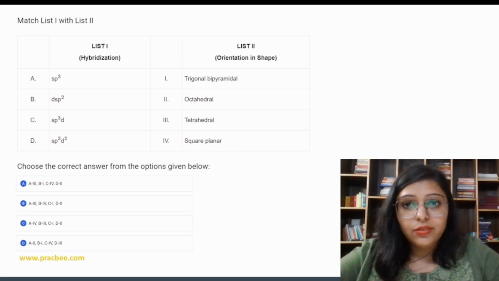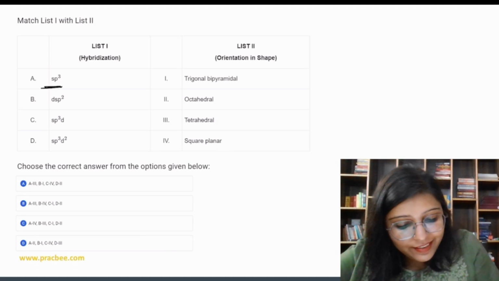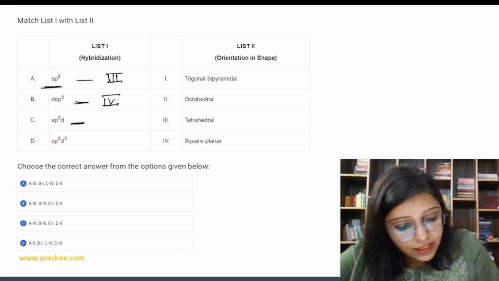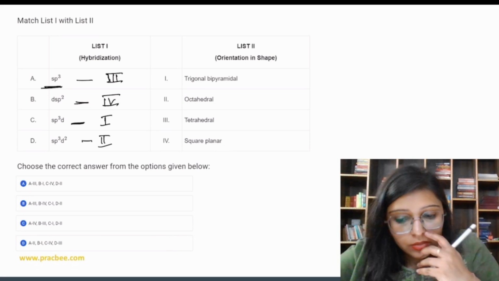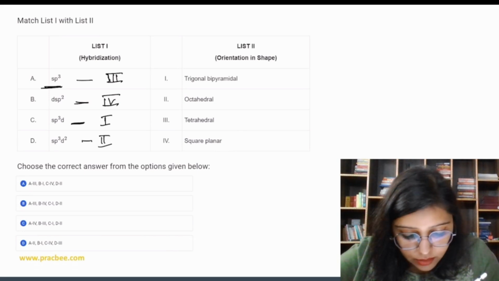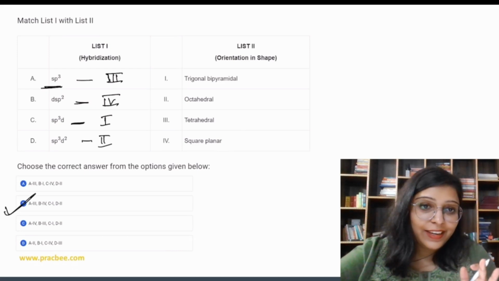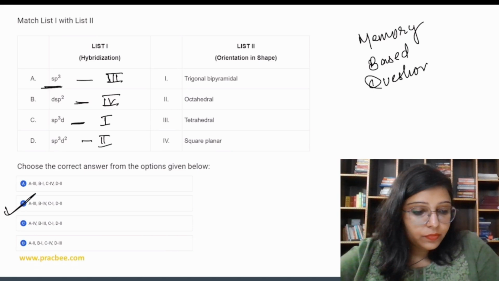We have to match. This is a simple question, a memory based question. sp3 is tetrahedral, so we match this with tetrahedral. A is third. dsp2 is square planar, so we match this with fourth. Then C, sp3d is trigonal bipyramidal, and sp3d2 is octahedral. So A3, B4, C1, D2. Option B is going to be the correct answer. Simple, memory based question, right?